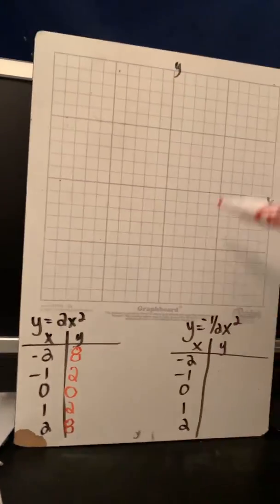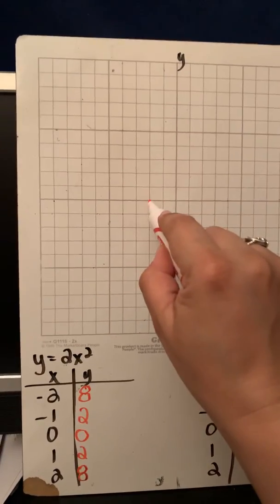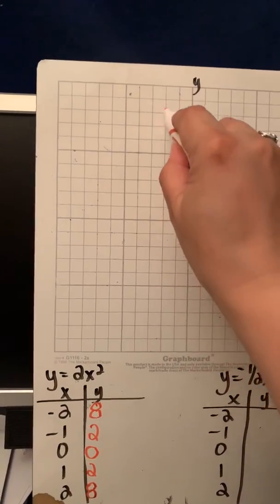So again, let's go and graph it. -2, so always remember your x goes first, left to right. So we're going to go -2, up 8. 1, 2, 3, 4, 5, 6, 7, 8.